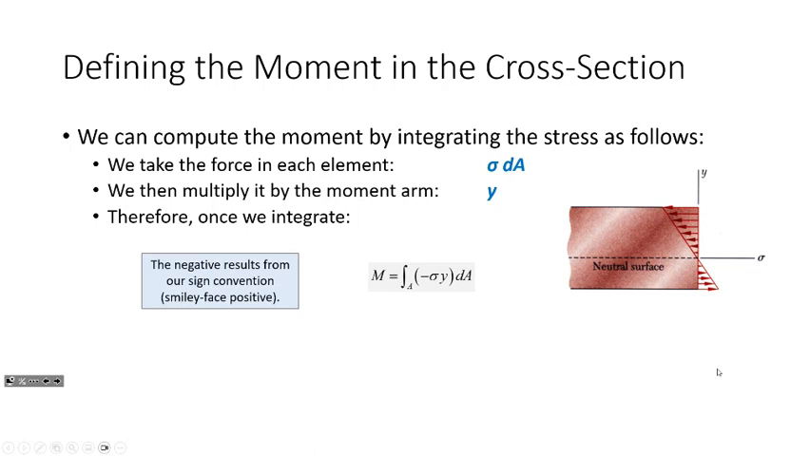Now, there's a negative result. The negative result is just to accommodate our sign convention. So when we look at bending, we consider smiley face positive, frowny face negative. So just to get the math to work right, we have to throw a negative in there.